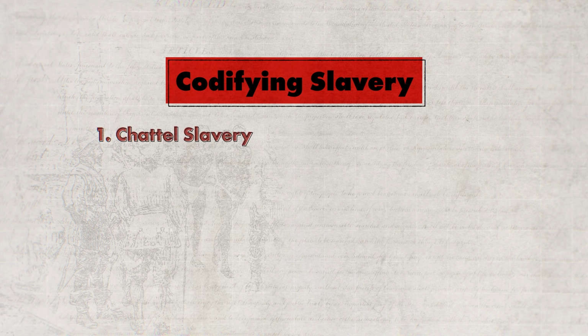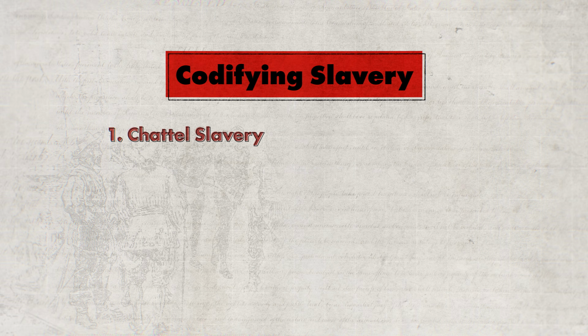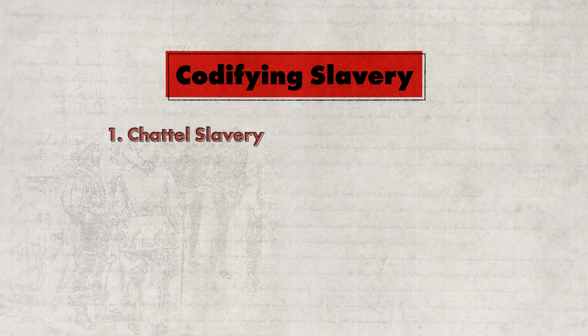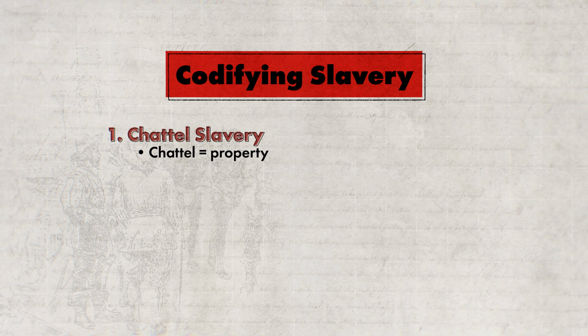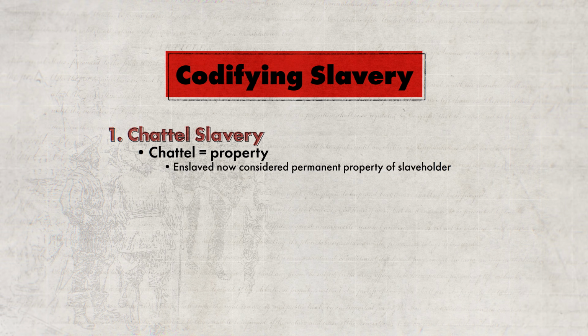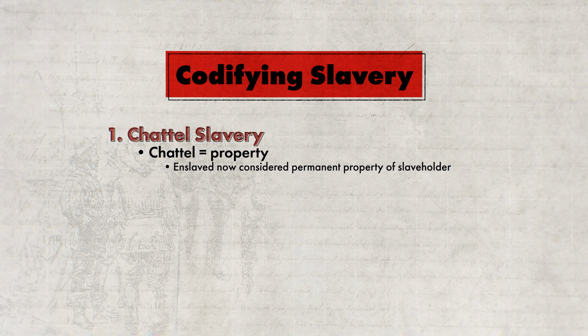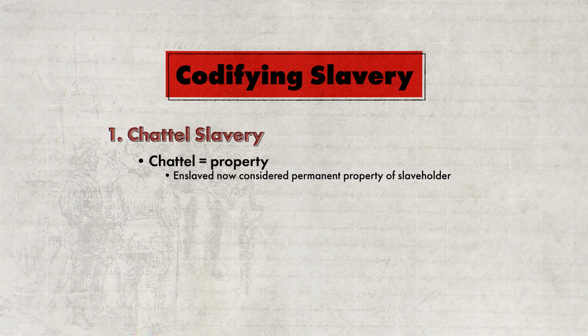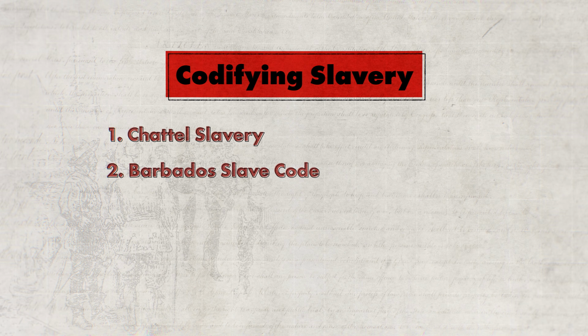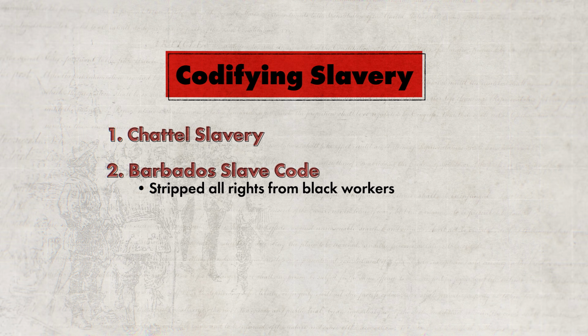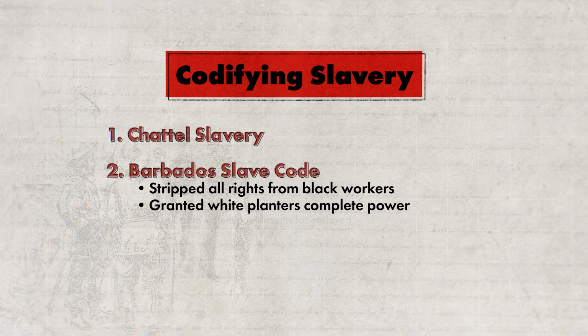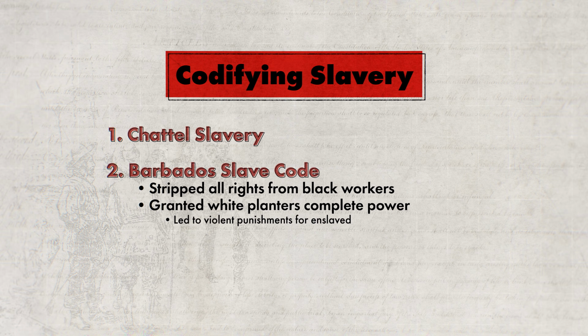Now, as for the new definition, chattel slavery became the dominant form of coerced labor in the British colonies. Essentially, the word chattel means property, and so the idea is that enslaved people were now the complete and perpetual property of the slaveholder. Additionally, as I mentioned in a previous video, planters in the Caribbean adopted the Barbados Slave Code, which stripped all rights from enslaved blacks and granted white planters complete power over them, which led to brutal and vicious punishments for the enslaved.